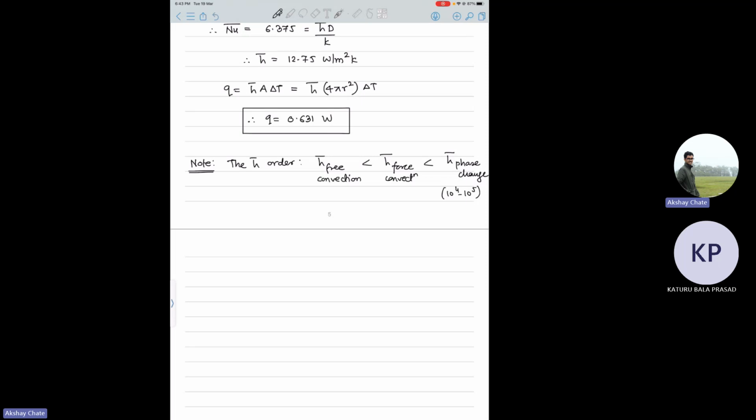So next question we can take. In natural convection, this type of question is common. The typical thing is you need to first find out the Grashof number, and everything starts after that. So we'll do one question.